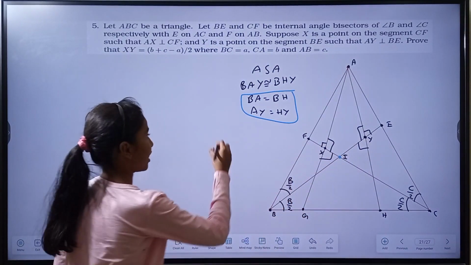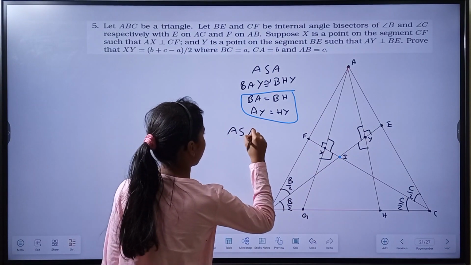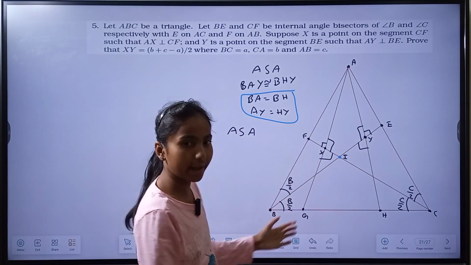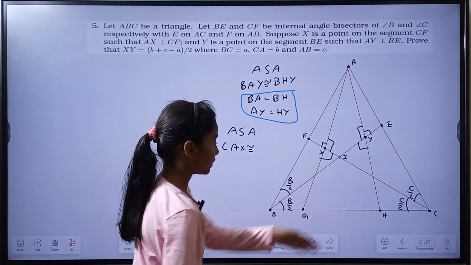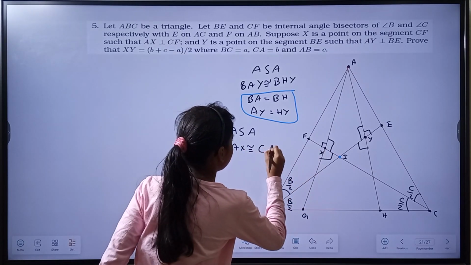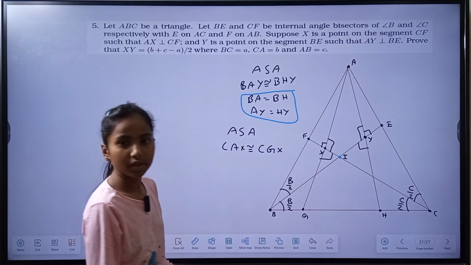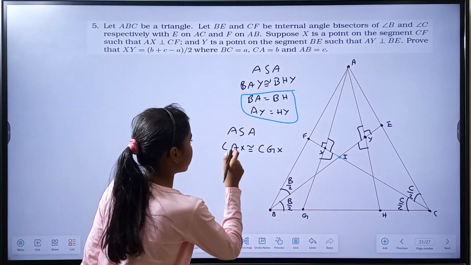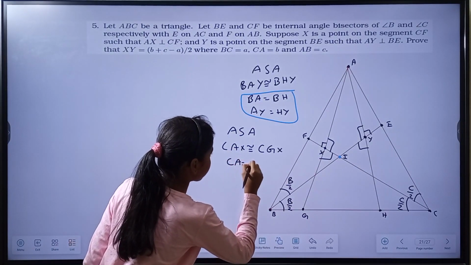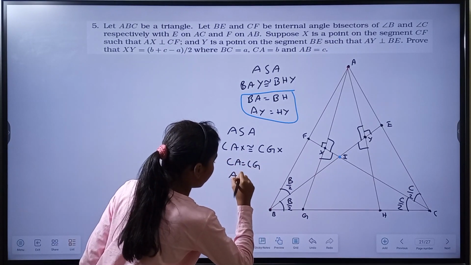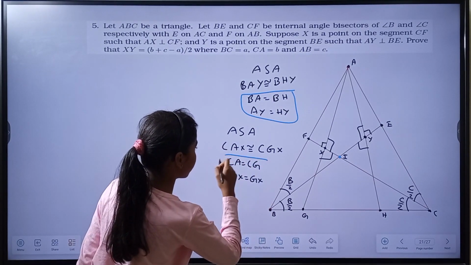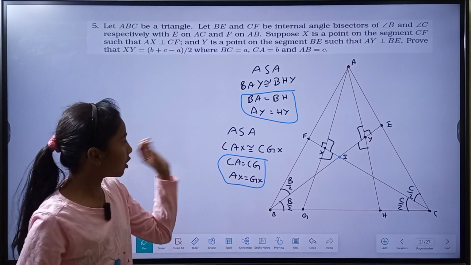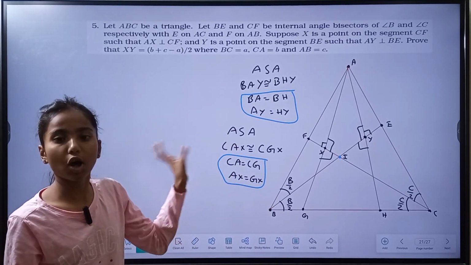So again, by ASA congruence, we can say CAX is congruent to CGX. And from this, the equal sides are CA equal to CG and AX equal to GX. We have these both pairs, and the other pair is the common side.